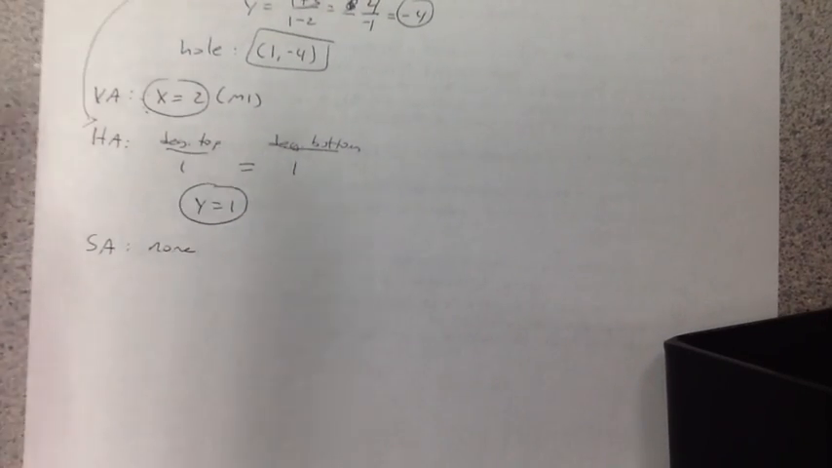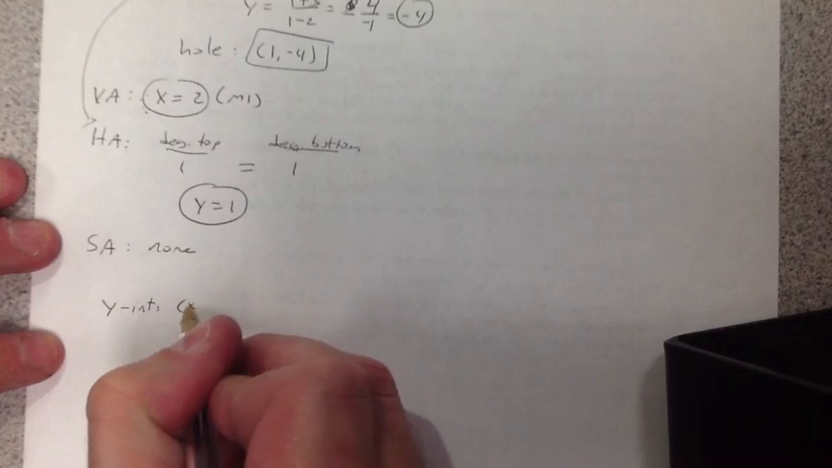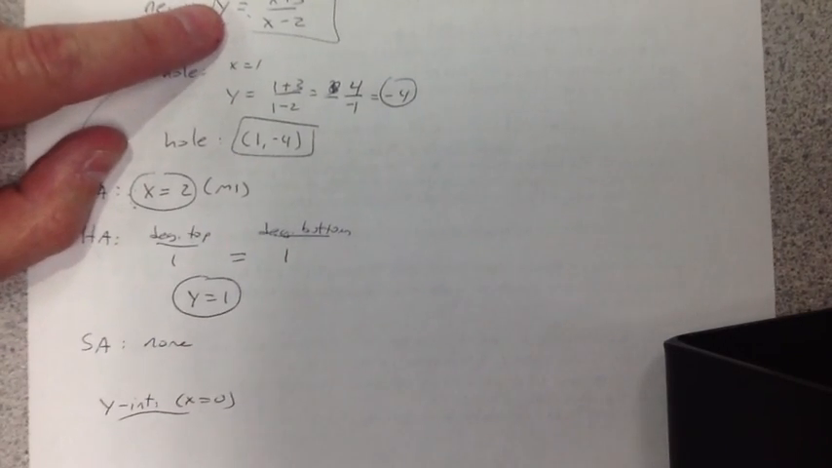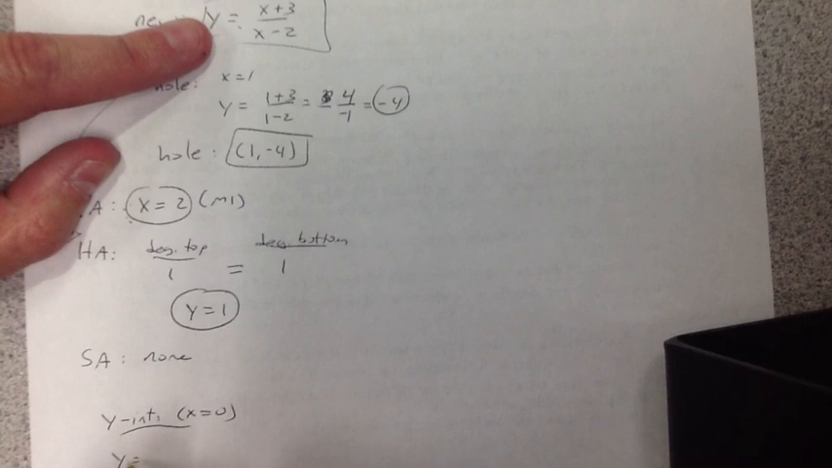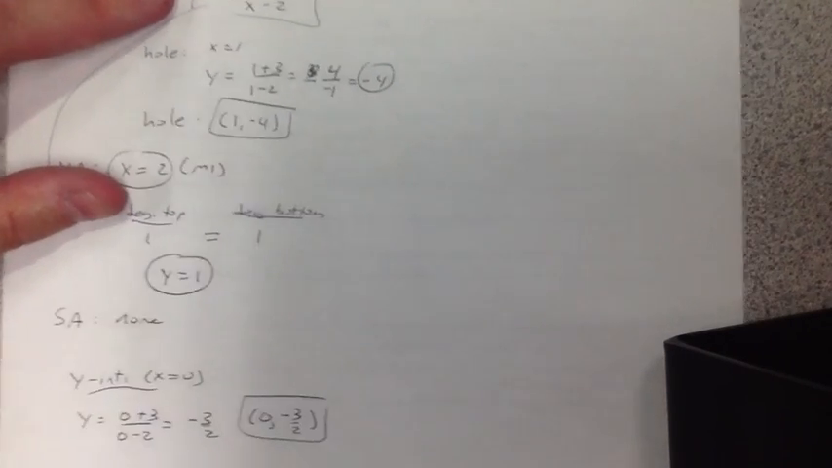And next, we've got to get the x-intercept and the y-intercept. The y-intercept, let x equal 0. Go to use your new equation. Don't use your old one. y equals 0 plus 3 over 0 minus 2. I get negative 3 halves. So we get 0, negative 3 halves.